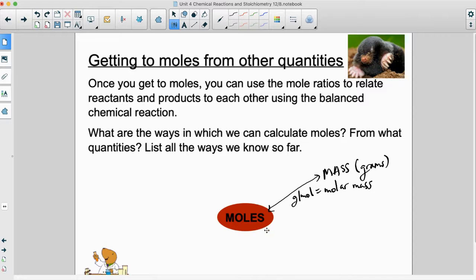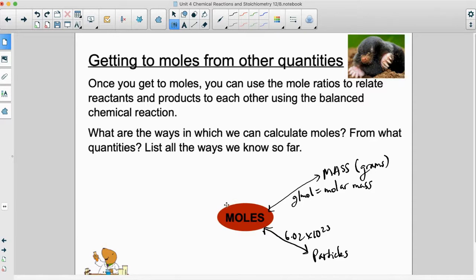The other thing we can do, we've been looking at particles, is we can convert moles to particles by using 6.02 times 10 to the 23. So sometimes they might ask you to calculate the number of particles. They could ask you for particle diagrams where you don't really have to calculate, but just look at the particles.